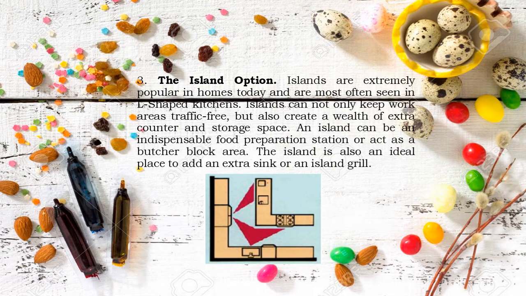Next, we have the island option. Islands are extremely popular in homes today and are most often seen in L-shaped kitchens. Islands can not only keep work areas traffic-free, but also create a wealth of extra counter and storage space. An island can be an indispensable food preparation station or act as a butcher block area. The island is also an ideal place to add an extra sink or an island grill. So as you can see, this is an island option kasi dalawa yung kitchen nila.